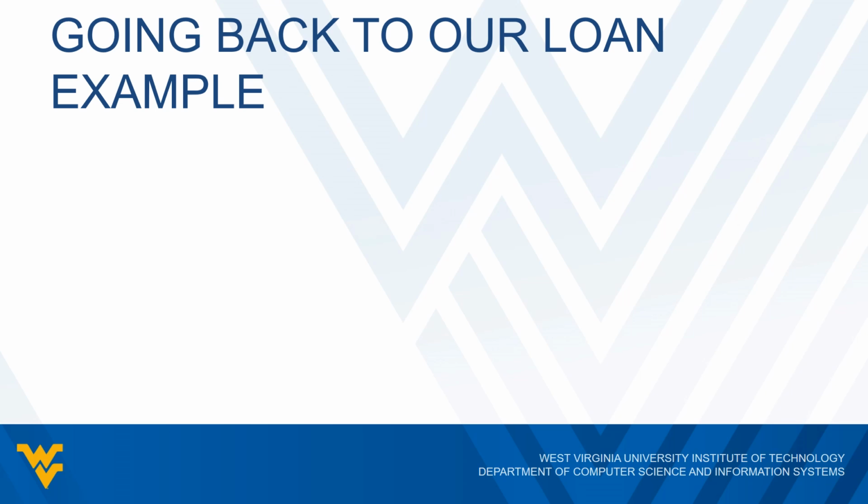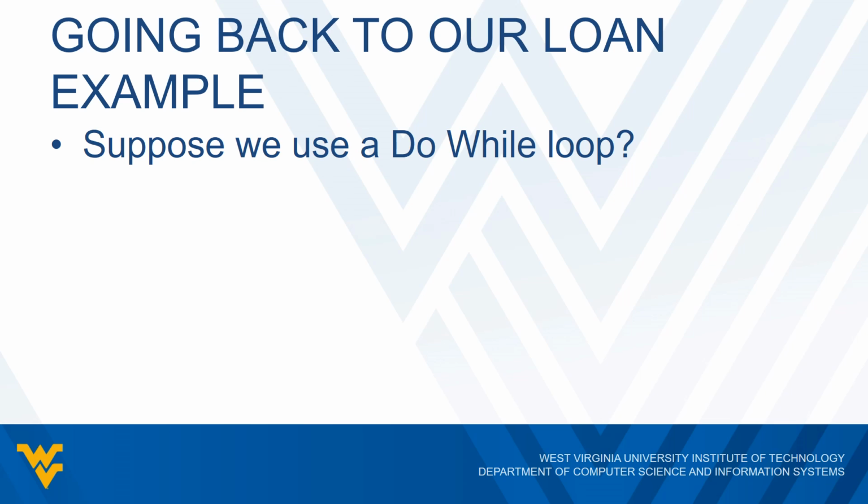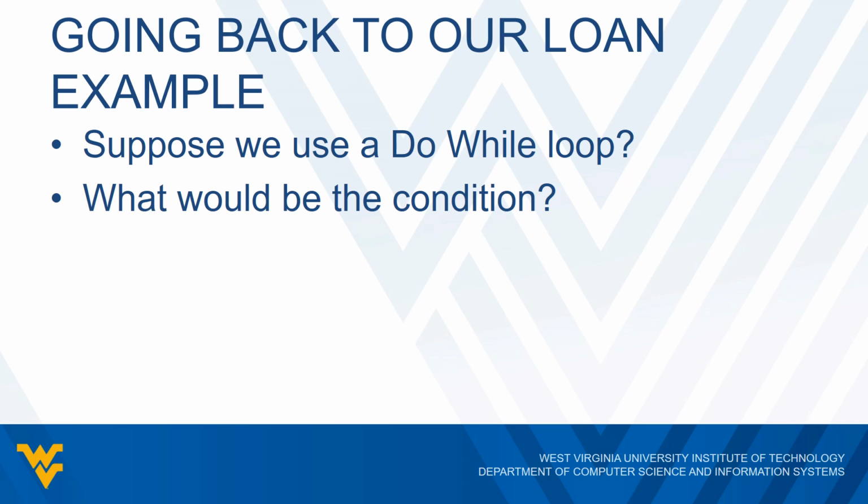Let's go back to our loan example and see if we can write some code to help us with paying back the loan. So let's say we use our do while loop in this case. So we need to say do while, we need some condition, and we're going to repeat the process of paying our loan back, some kind of monthly payment. So the question we have to ask is, what is going to be our condition?